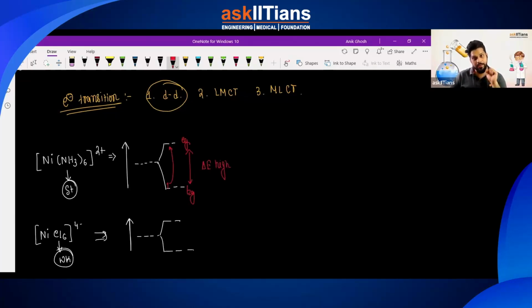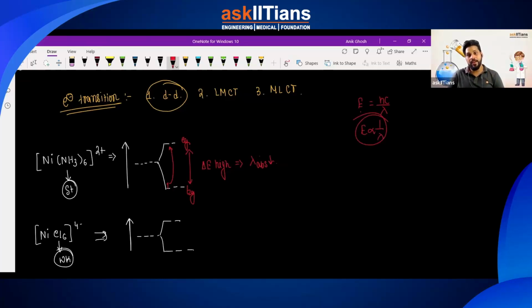If the energy gap is high, that means the lambda absorbed, the wavelength which has been absorbed, would be low. Why? Because of Planck's equation, E equals hc by lambda. So E is inversely proportional to lambda. That means if the energy gap is high, then the lambda would be low.